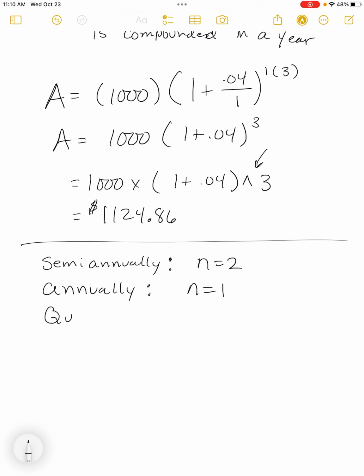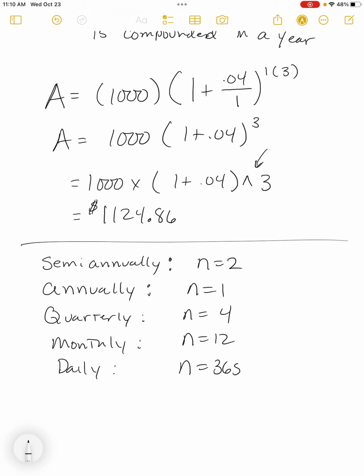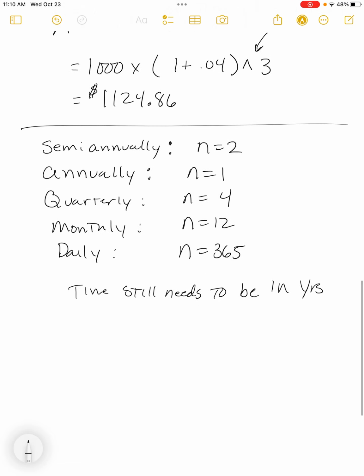There's also quarterly that's very common, and that would be 4 times a year. There's also monthly, which you know is every month, so 12 times a year. And there's also daily, which you probably already know is 365 times a year. That's what's going to change from problem to problem. We still want to make sure that the time is in years, so time still needs to be in years. So I'll just highlight that again. If it's not, we got to adjust it for years.